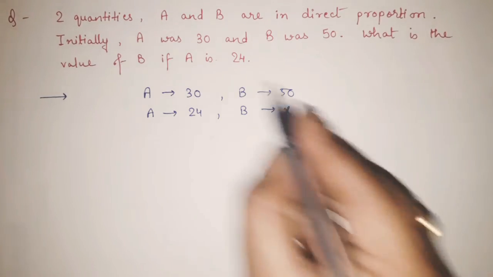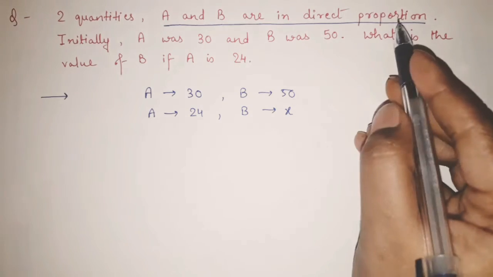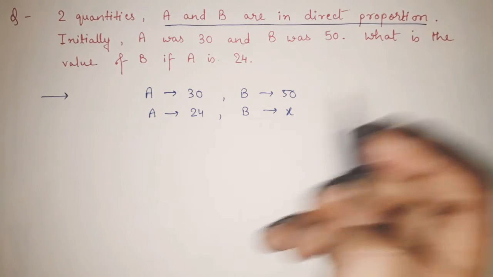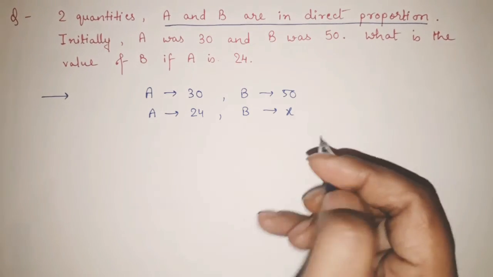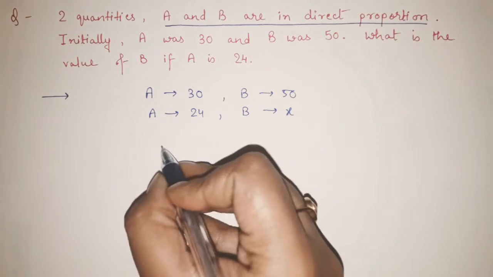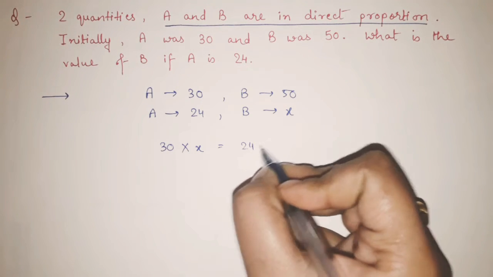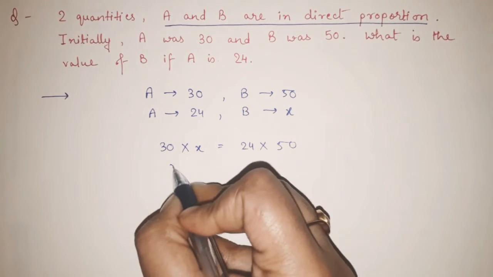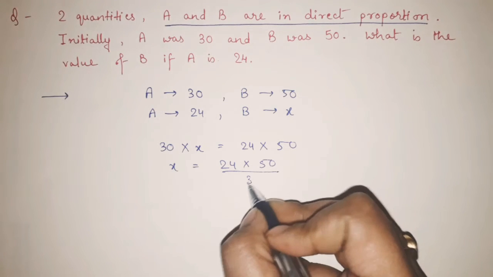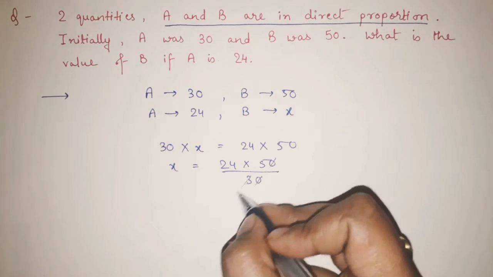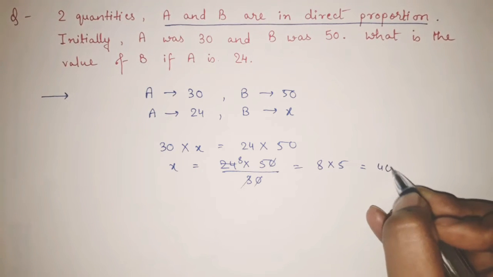And it is clearly said that A and B are in direct proportion. So whenever it is given that A and B are in direct proportion, you can simply cross multiply these two to find the answer. So that means 30 into X is equal to 24 into 50. Now how can you find X? Simply cross multiplication, 24 into 50 divided by 30. 0, 0 cancel, 3 into 8 equals 24. So 8 into 5, that is equal to 40.